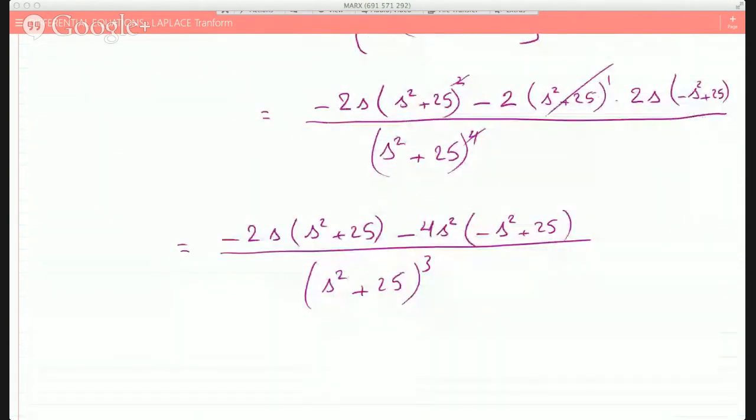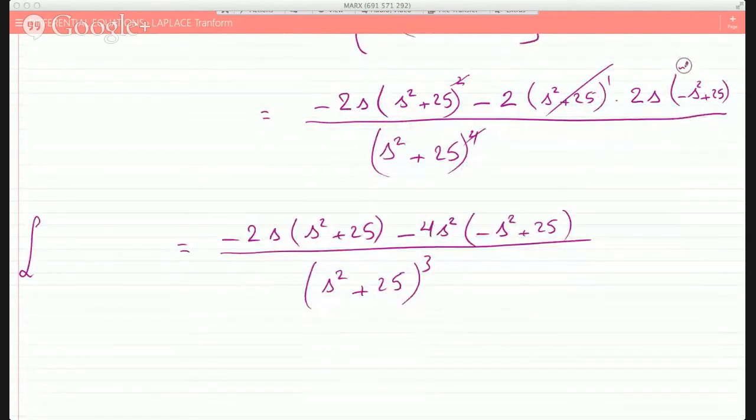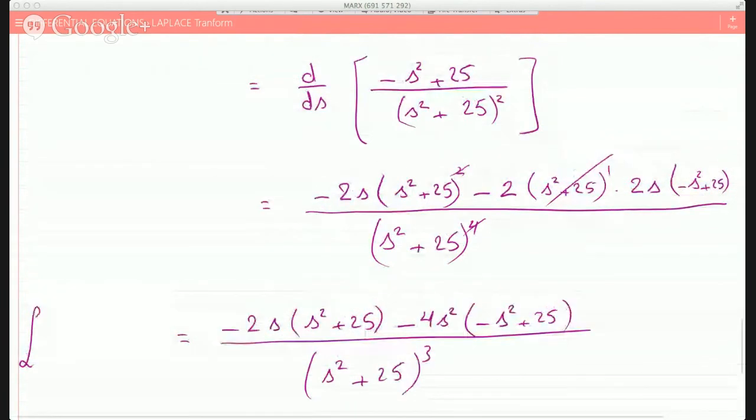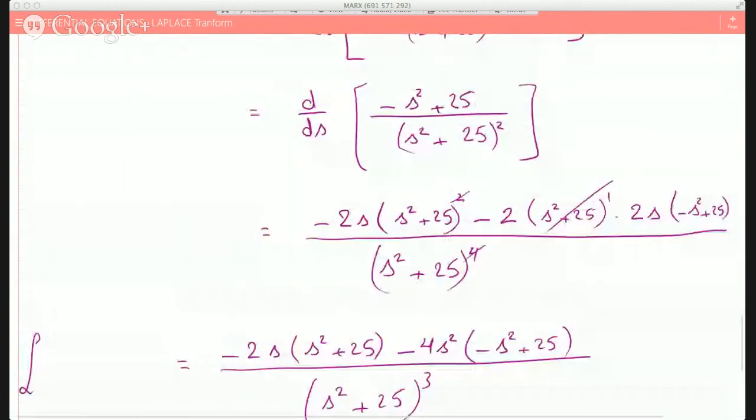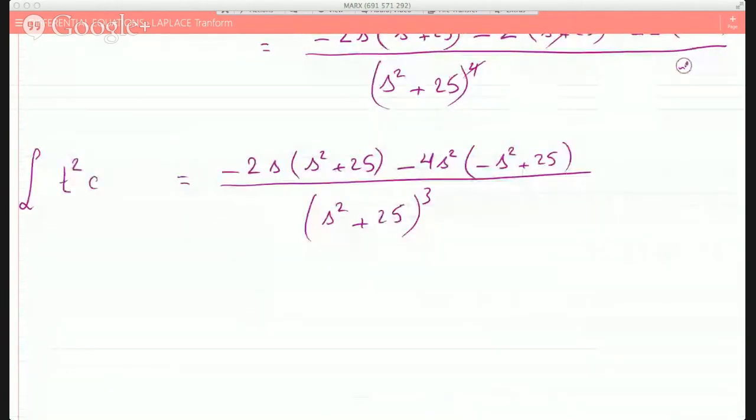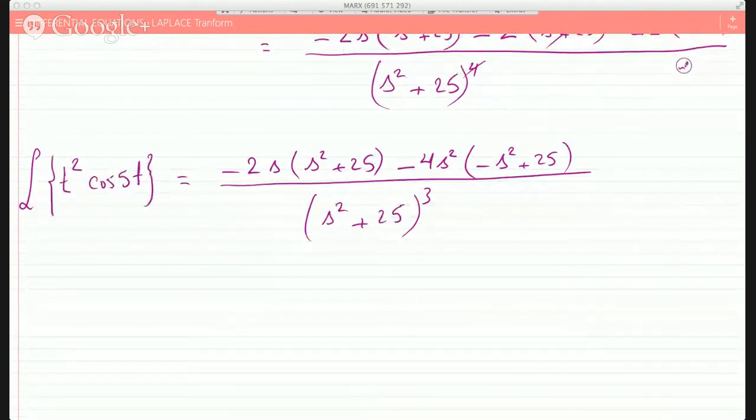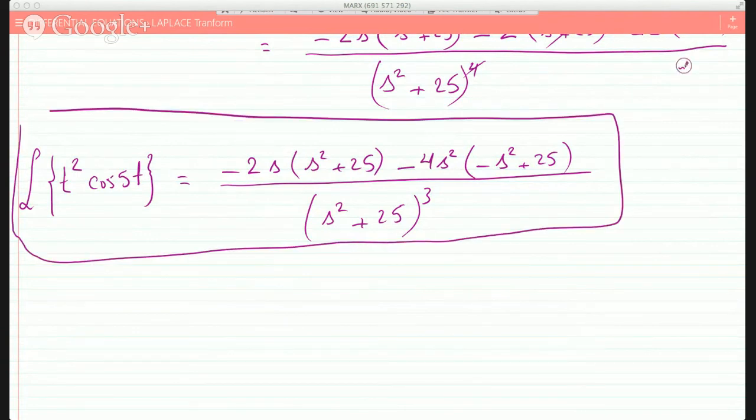The point here is not derivatives. So this is the Laplace transform of, what example did I give? t squared cosine 5t. Which would have been really, really tough to do using the integral. Probably impossible because you're going to get an exponential on top of it. So this is what this theorem enables you to do: solve questions like this.